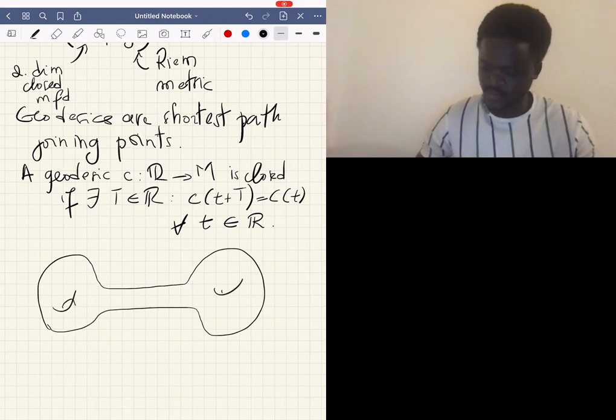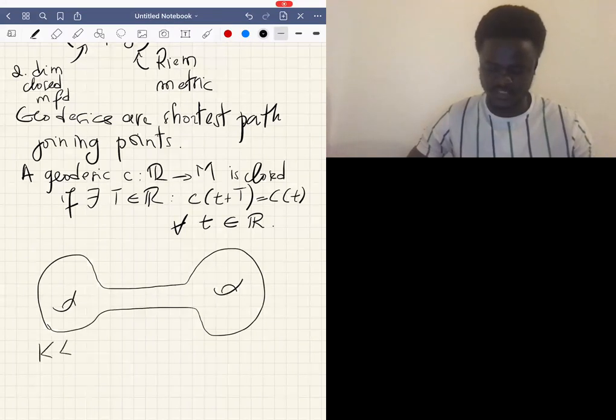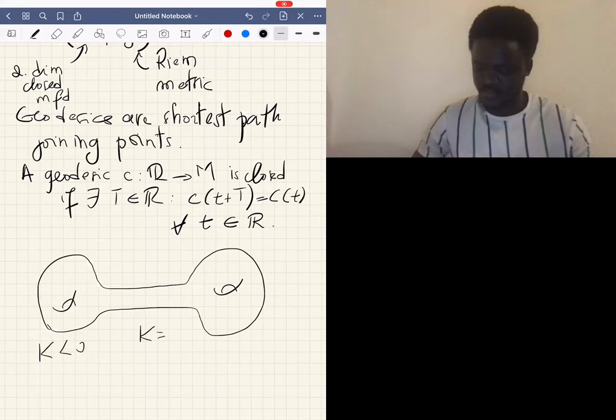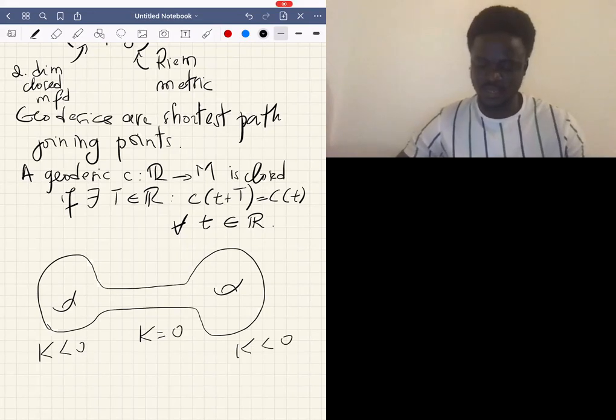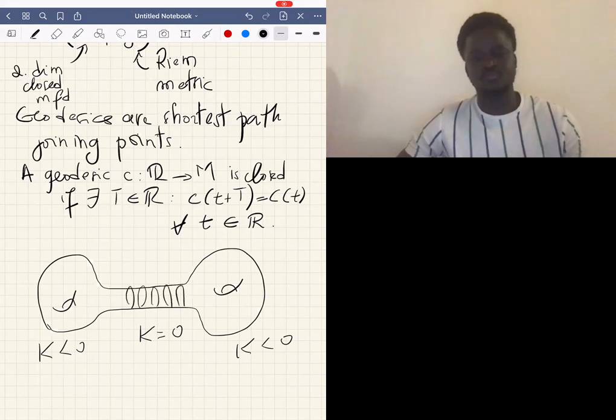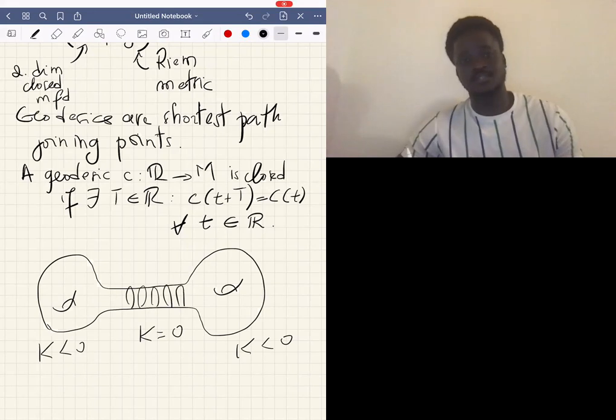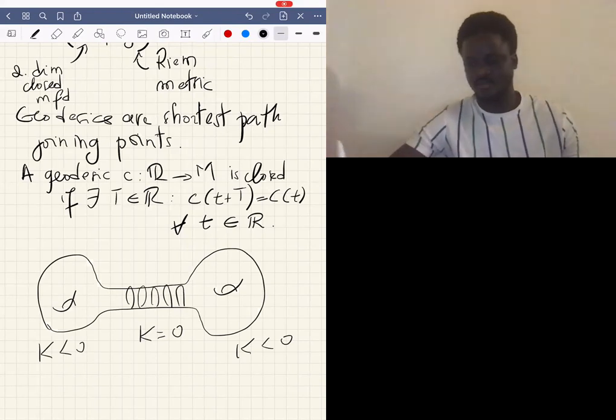Here you have a surface of genus 2, where the curvature is negative. Here you have a flat piece, curvature 0, and here you have curvature negative again. So you see that you might have countably many closed geodesics here. All these are closed geodesics. To do this counting, we want to count all these geodesics as one. So in that sense, we would be counting free homotopy classes, because all these closed geodesics are freely homotopic.